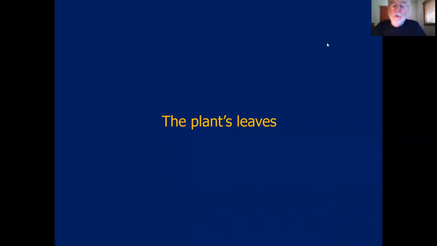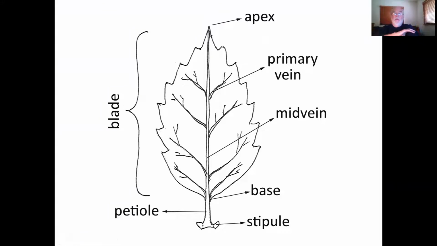So now we're going to go to a formal diagram of a leaf to sort of systematize what I have just showed you. The leaf has normally a stem-like structure that connects it to the stem. This is formed by vascular tissue, a tissue that conducts nutrients and water, and is known as a petiole.